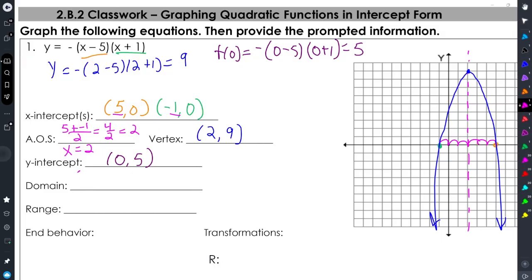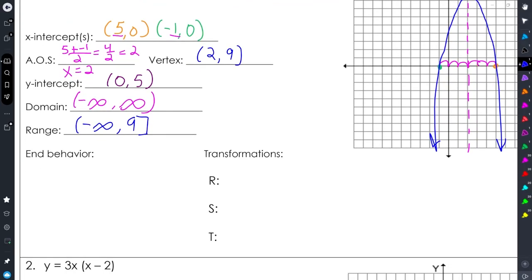Domain, always negative infinity comma infinity. Range, our graph is going down, so our range is going to be negative infinity comma the y-coordinate of the vertex, which is 9. And behavior, both ends are going down, so as x approaches negative infinity, y approaches negative infinity, and as x approaches positive infinity, y approaches negative infinity as well.